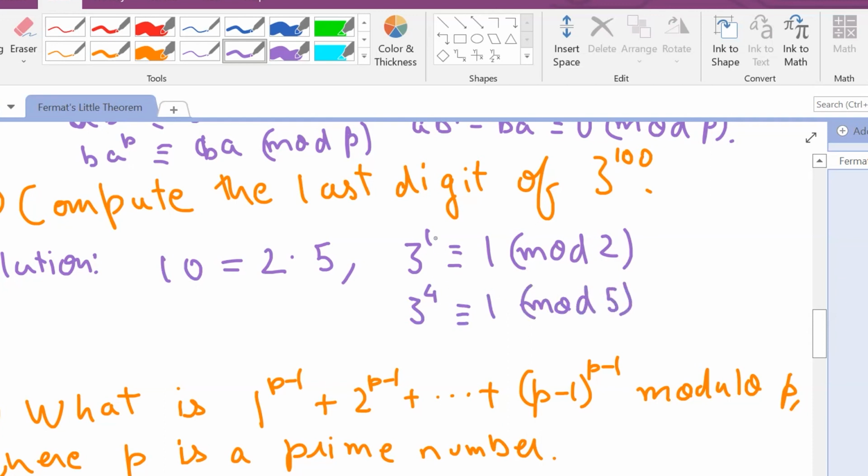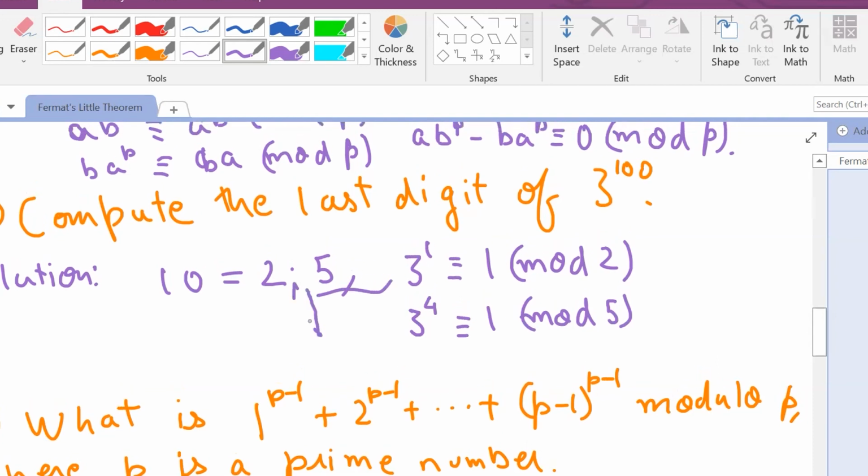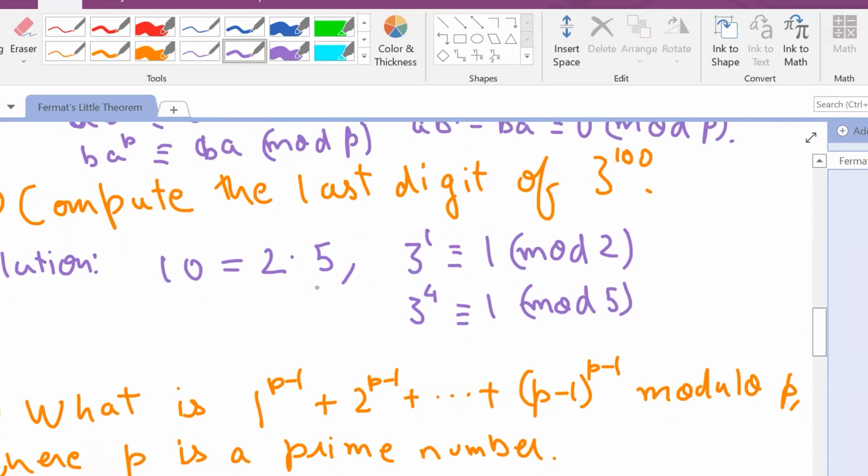Now, because of that, what happens? Because of the above congruence that we have, we essentially have that 3 to the 4 is also congruent to 1 mod 2. Correct? Now, because of this, we essentially have that 2 divides 3 to the 4 minus 1, and 5 divides 3 to the 4 minus 1. What is the GCD of 2 and 5?